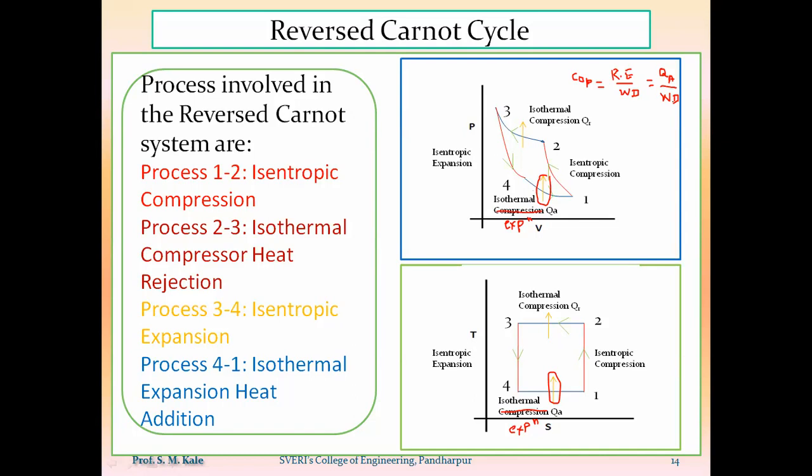Are you getting it? That's why, if I want to calculate the COP of this refrigeration system, or of this reverse Carnot cycle, I need to calculate the value of QA, which is nothing but the amount of heat absorption, and I need to calculate the work done during the process. Now, how to calculate the value of QA? Can anyone tell me?